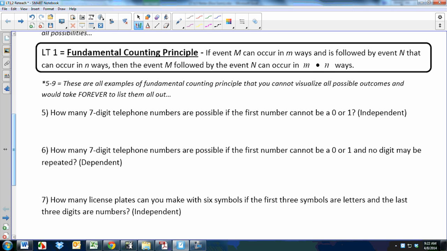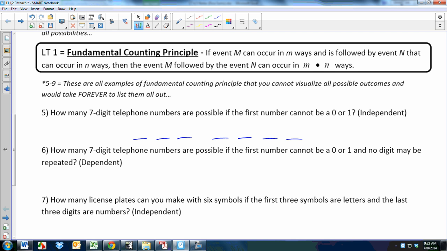Well, how many events? Events are things you're choosing, like rolling the die, spinning the spinner. How many things are you going to choose when you make a 7-digit phone number? You're going to choose 7 different digits. 1, 2, 3, 4, 5, 6. There are 7 events.